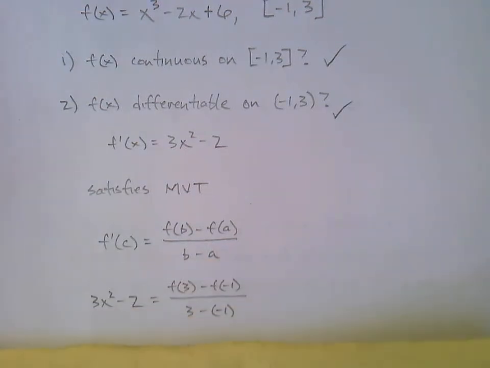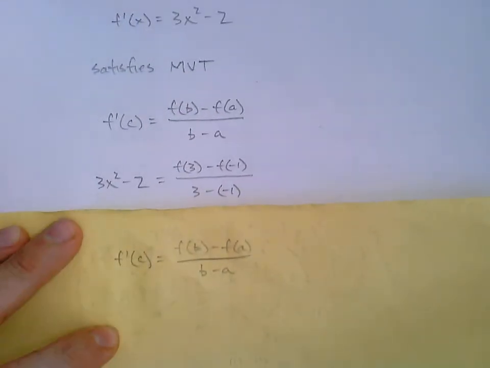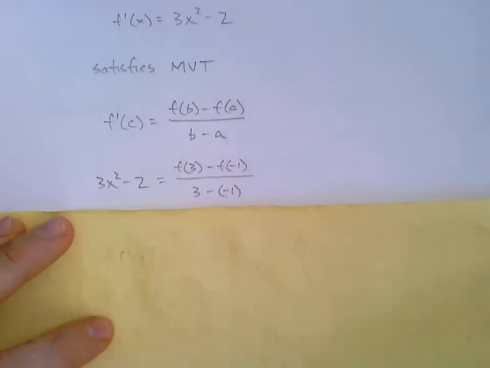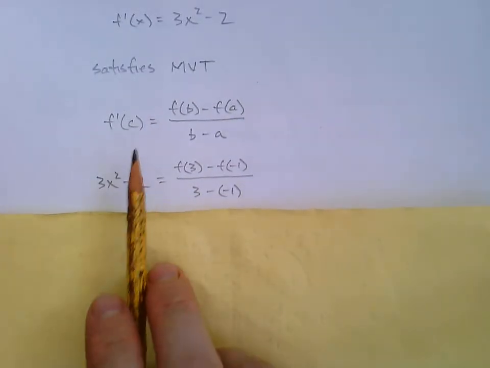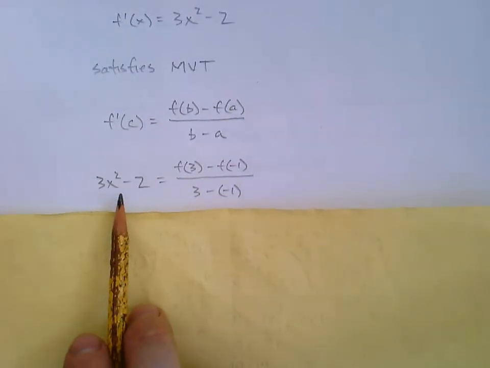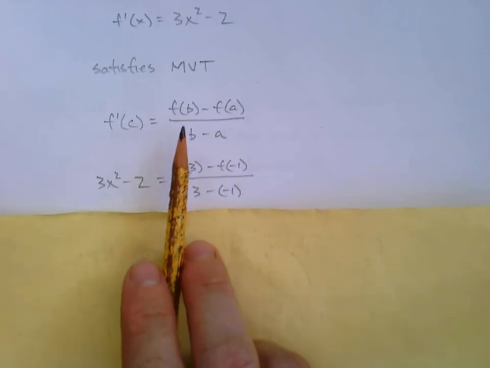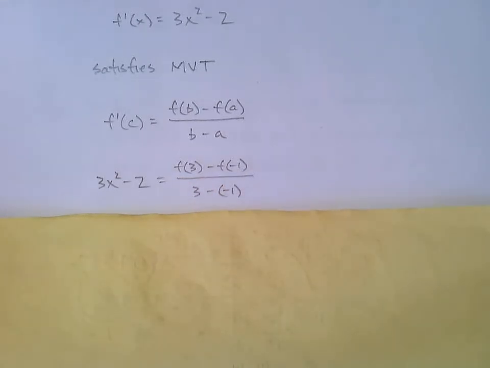There it is again. Let's get rid of this. Better safe than sorry. Okay, so where we see that derivative, I'm just going to put in f prime of x, and we'll solve for x. It's a C value, okay? And then here, the b is 3, the a is -1, so we're just plugging those in each place.